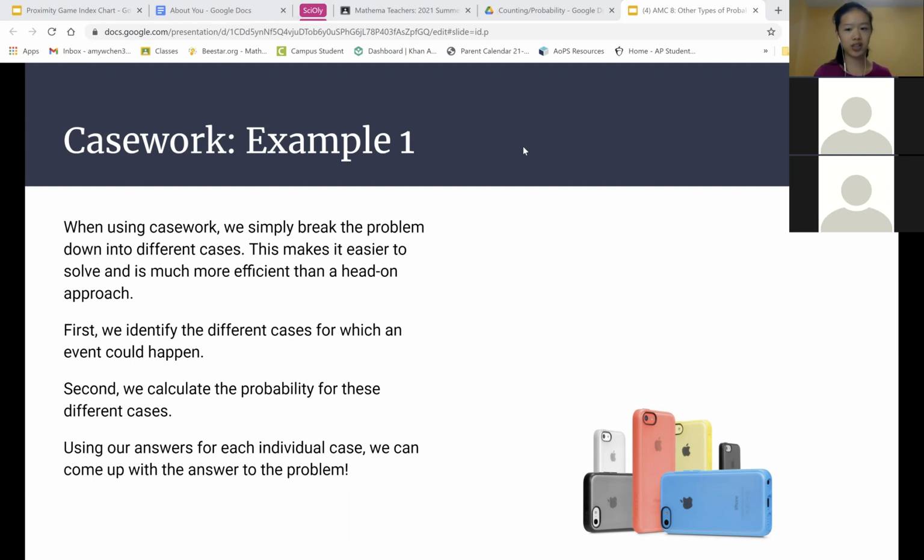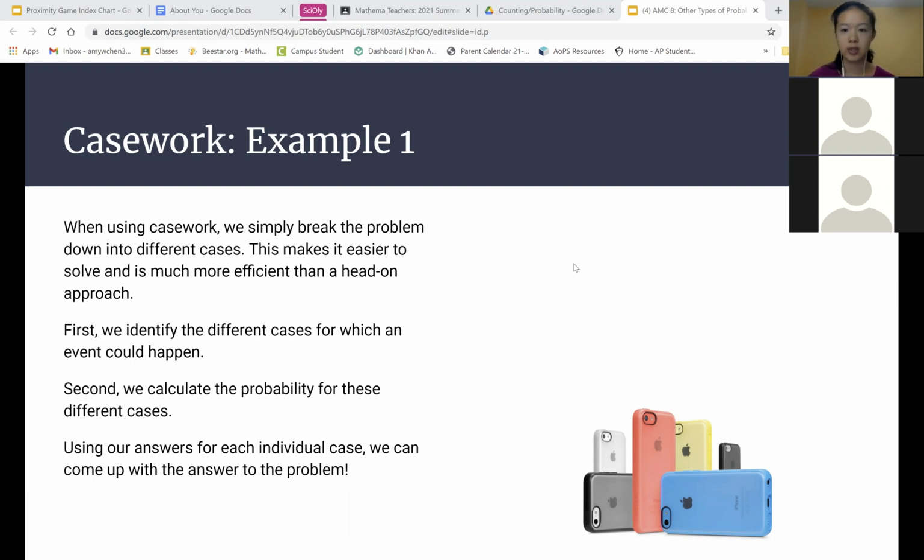When using casework, we break the problem down into its individual cases, and we solve those cases individually, which makes it easier to solve it. So basically in probability, what we do is we first identify the different cases for which an event could happen. Second, we calculate the probability for those cases, and then we add up each individual case's probability to get the full answer.